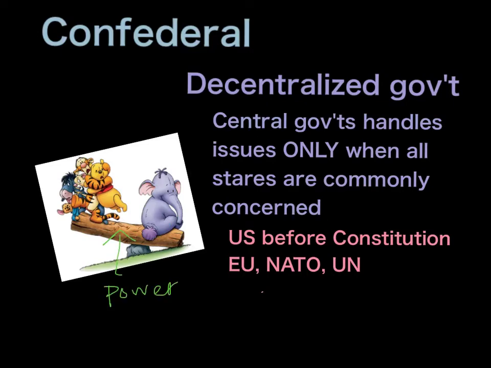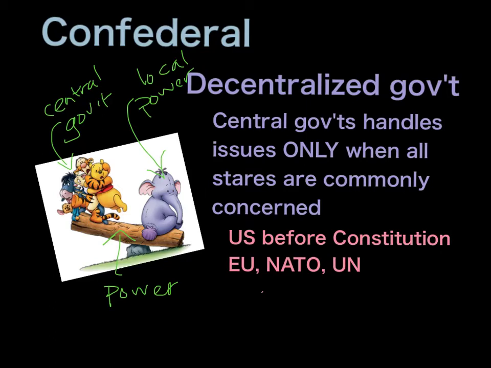But the roles are exactly opposite. The elephant here would be the local power, such as a state, and the thing that has very little power is the central government. So the roles in a confederal system are the exact opposite as they are in a unitary system.